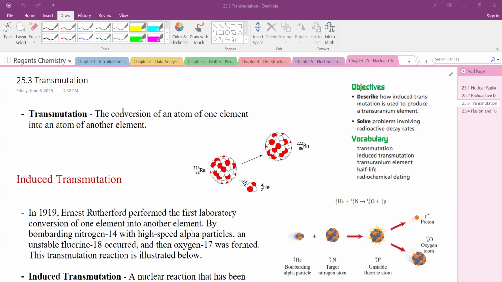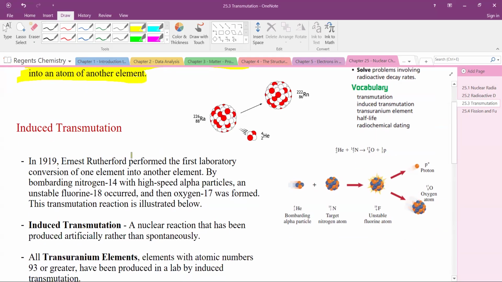So to jump into it, transmutation is the conversion of an atom of one element into an atom of another element. So this is what ancient alchemists were always looking to do. They were trying to convert lead into gold. And so this was considered not possible, it was considered alchemy. People were trying to do it, and then in the 1700s, they realized it was impossible. But then in the 1900s, we actually saw Ernest Rutherford. Haha, Rutherford, our guy. He actually was able to get transmutation to happen.